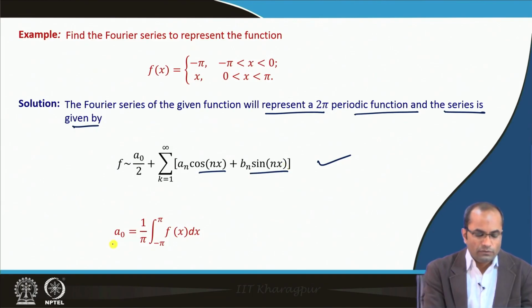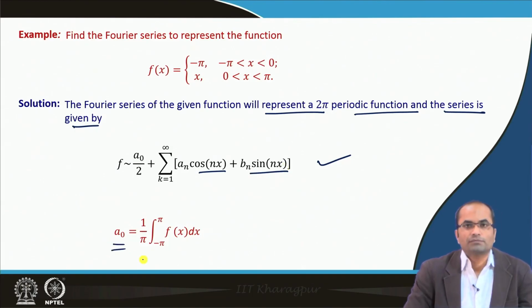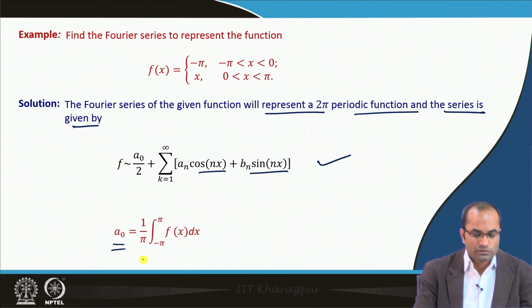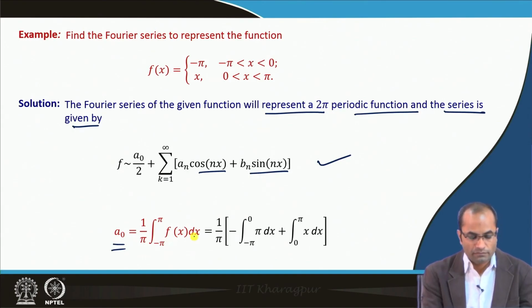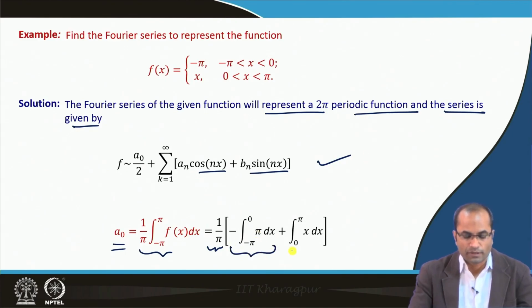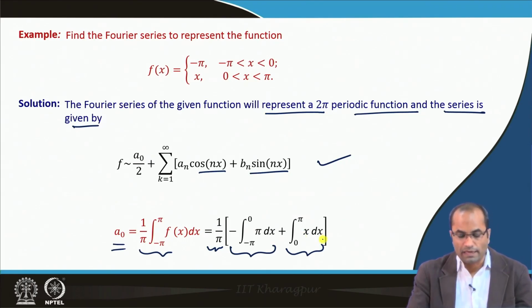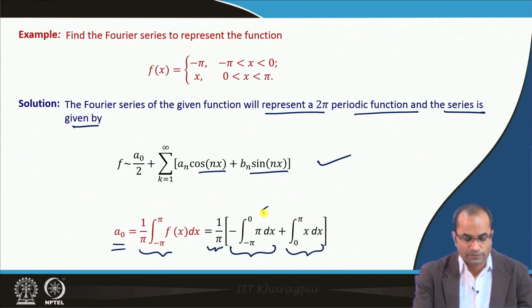So, the a naught we know already: it is 1 by pi times the integral from minus pi to pi of f(x) dx. So, we can compute this integral. We have 1 over pi, and from minus pi to 0 the function was defined as minus pi, so we have substituted this, and from 0 to pi the function is defined as x. So, if we compute the first integral, for instance, it is minus pi times x, evaluated from minus pi to 0.